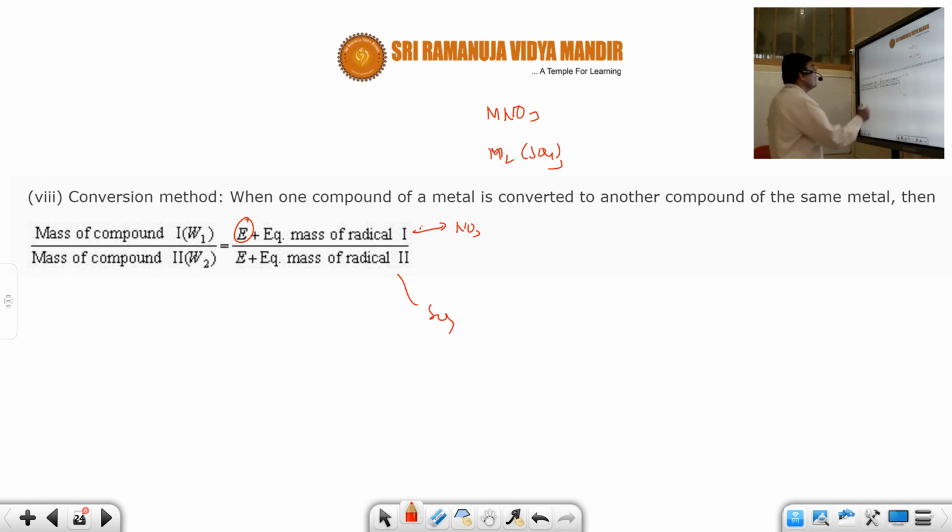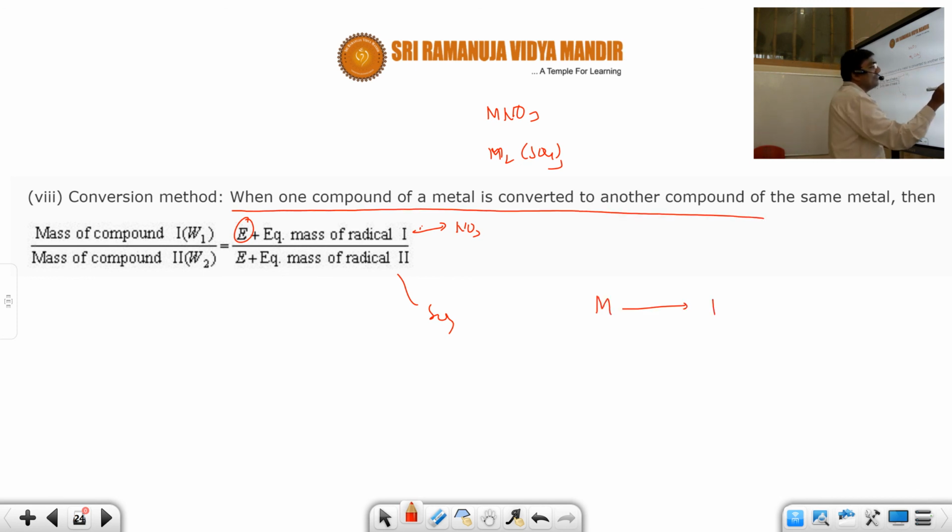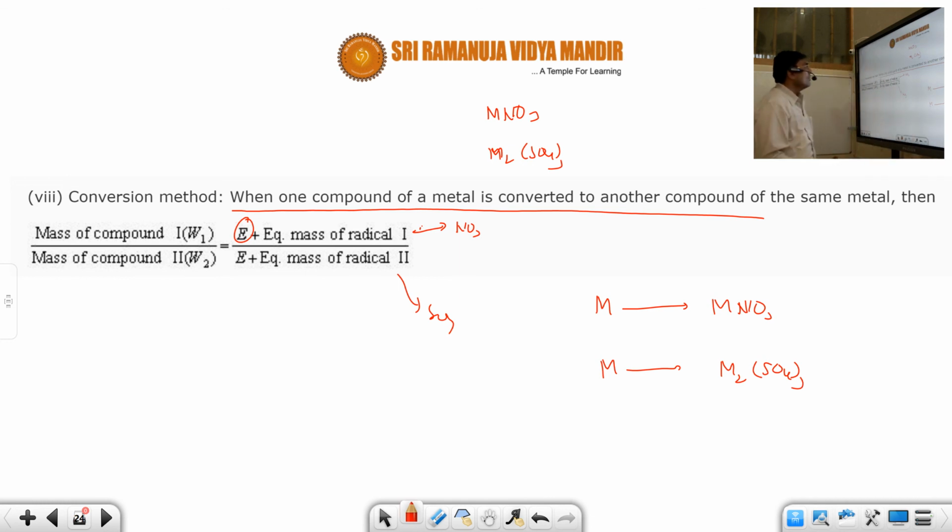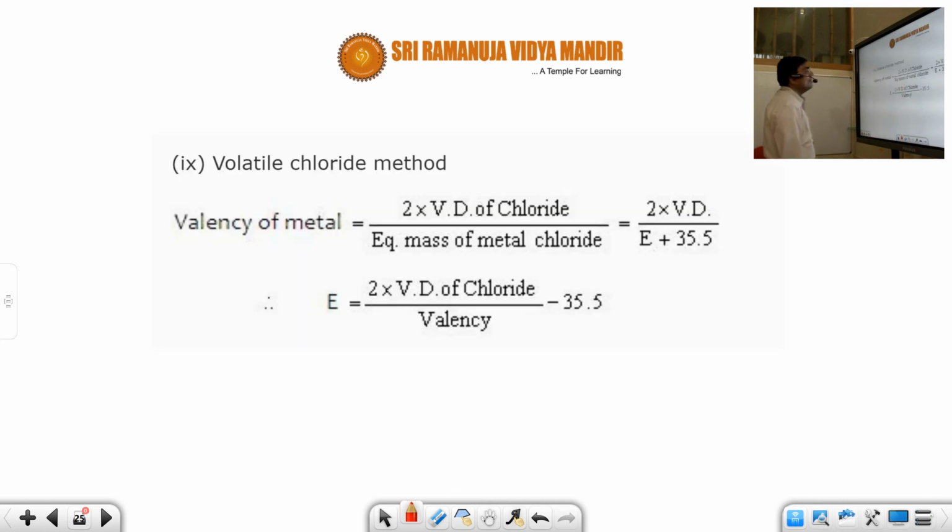So sometimes you can see that one compound, the metal, is converted into another compound. So here the metal is converted into MNO3. Agreed? Or sometimes the metal is converted into M2(SO4)3, a sulfate, or the metal is converted into a phosphate. This type of method can be used. So the mass of the compound W1 by the mass of the compound W2 is the equivalent mass of the metal plus the equivalent mass of the radical. I hope you understood. So these you are going to solve.